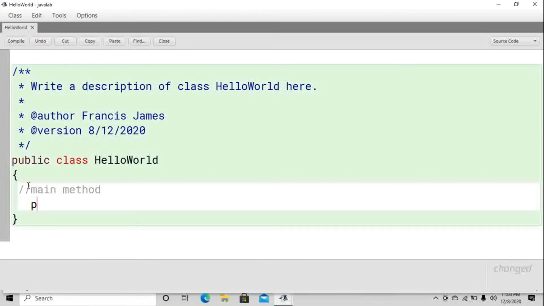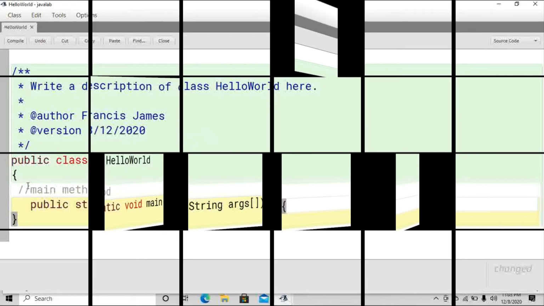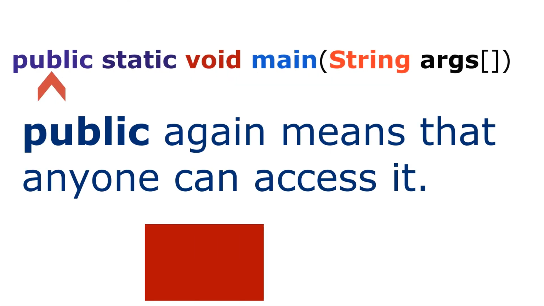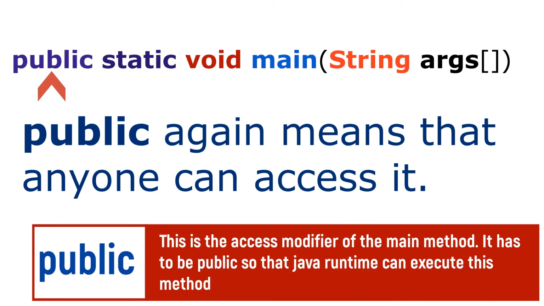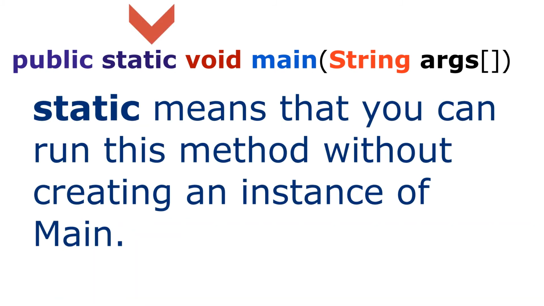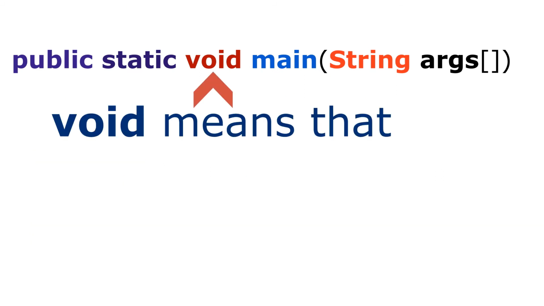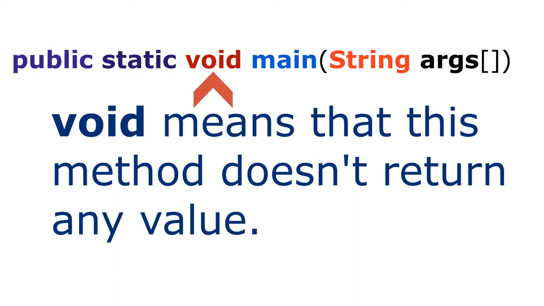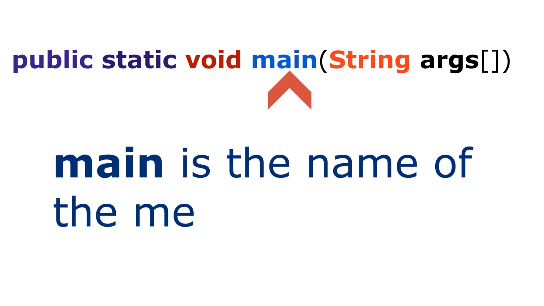public static void main(String[] args), and this main method will be the entry point of our program. The main method has to have this exact signature. Public again means that anyone can access it. Static means that you can run this method without creating an instance of the class. Void means that this method doesn't return any value. Main is the name of the method.